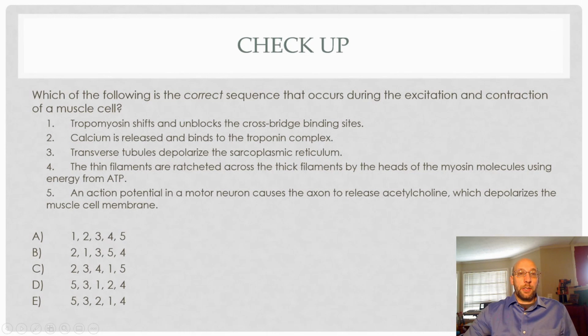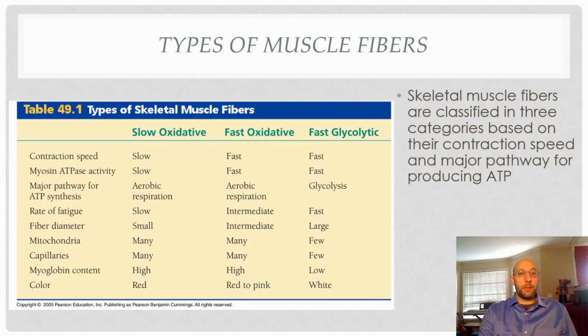So which of the following is the correct sequence that occurs during excitation and contraction of a muscle cell? So the answer should be E. So there are different types of muscle fibers, different types of skeletal muscle fibers, and a lot of times we classify them as either slow oxidative, or fast glycolytic.